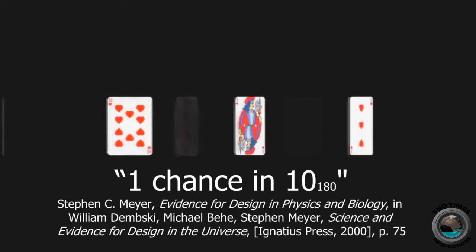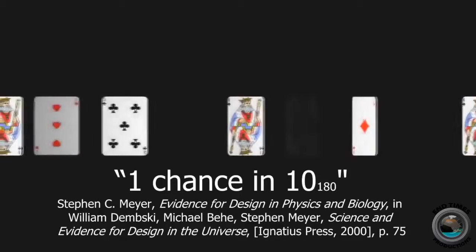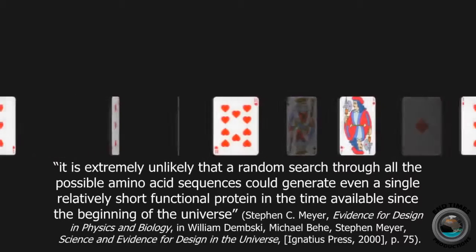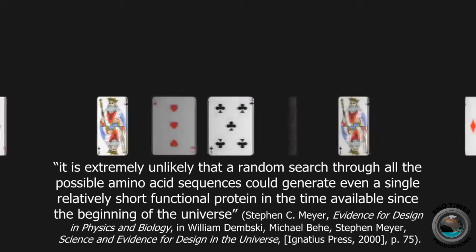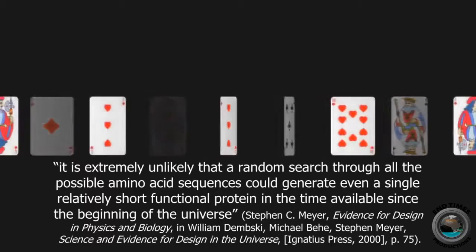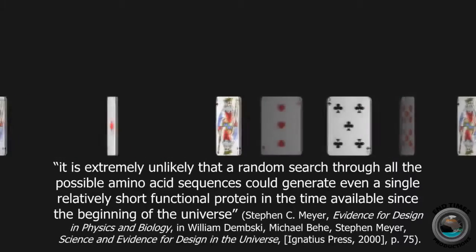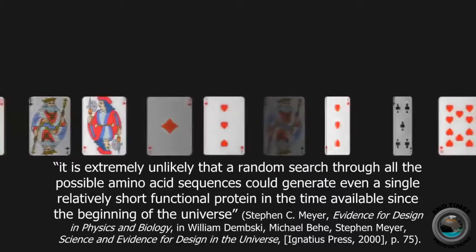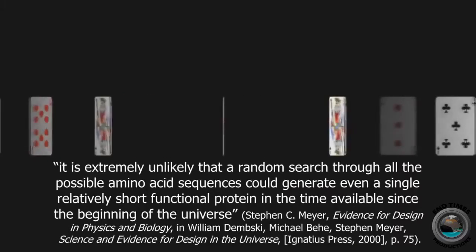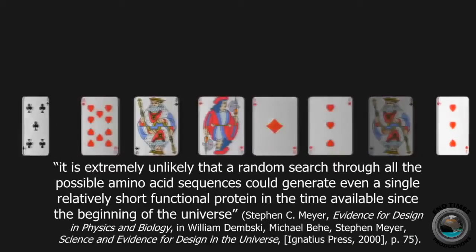Moreover, he calculated that to generate a single functional protein of 150 amino acids exceeds 1 chance in 10 to the 180th power, and notes, "It is extremely unlikely that a random search through all the possible amino acid sequences could generate even a single relatively short functional protein in the time available since the beginning of the universe."